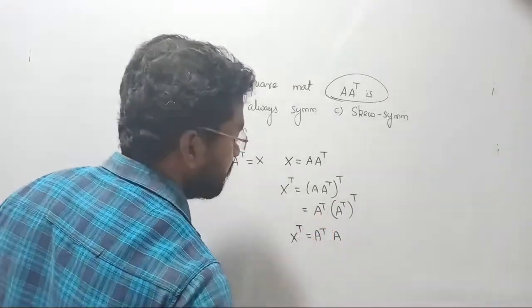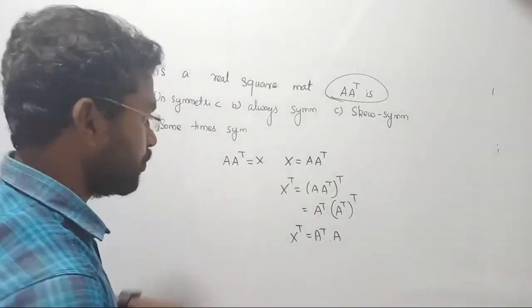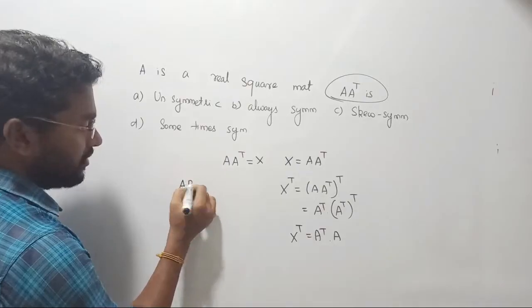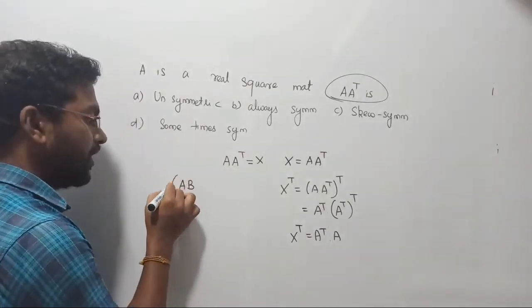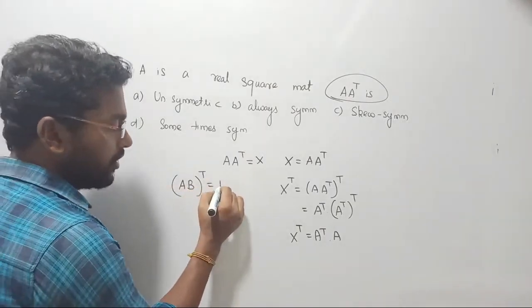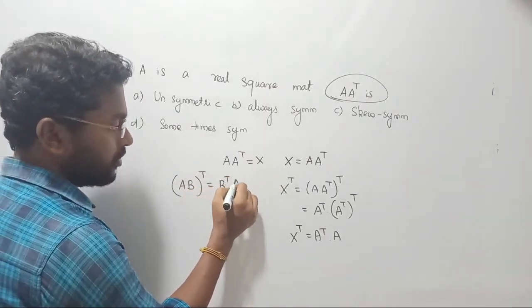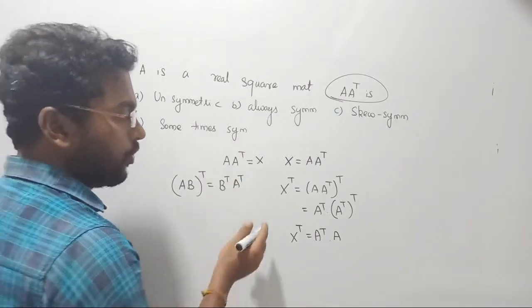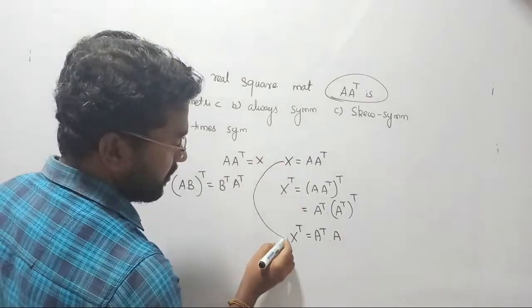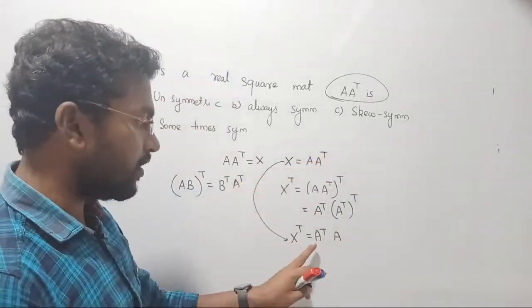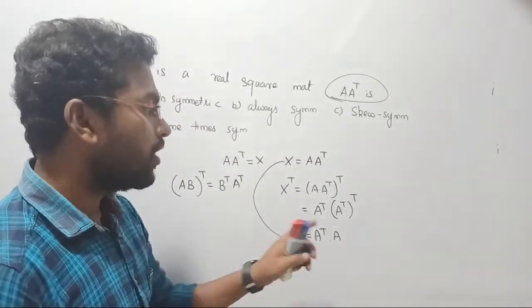So that is going to be X transpose. Now I'm asking one more question. If I have a matrix AB and you take the whole transpose, then it will be equal to B transpose A transpose. These two will be interchanged. Now just compare X and X transpose. Am I getting the same relation or not? See there, A into A transpose. Here what am I going to get? A transpose into A, right?